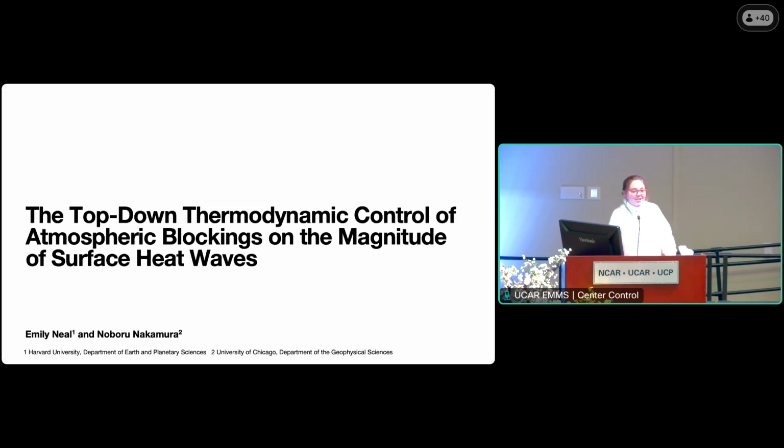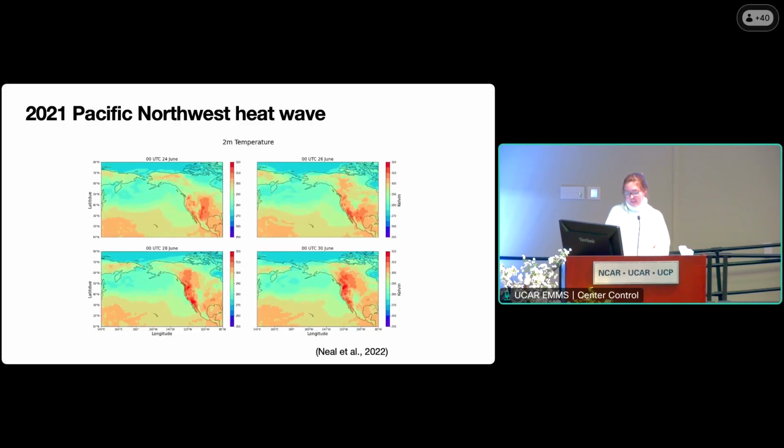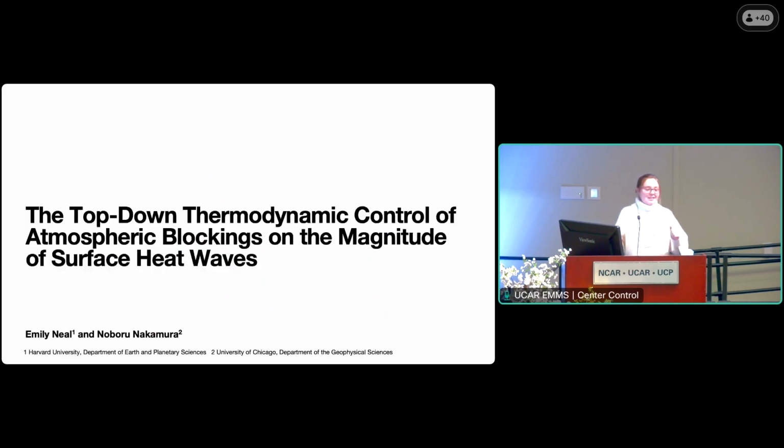I will also say, just as a preface, that I will not make a link to diabatic heating upstream until the very end. So it's a little bit of a different flavor than what I've previously focused on, but I am excited to share with you nonetheless. I wanted to say the title of my talk before I move on. Today I'm going to be talking about the vertical structure of atmospheric blocking events, and specifically what we're calling the top-down thermodynamic control of atmospheric blocking on the magnitude of the surface heat extremes that we then see.